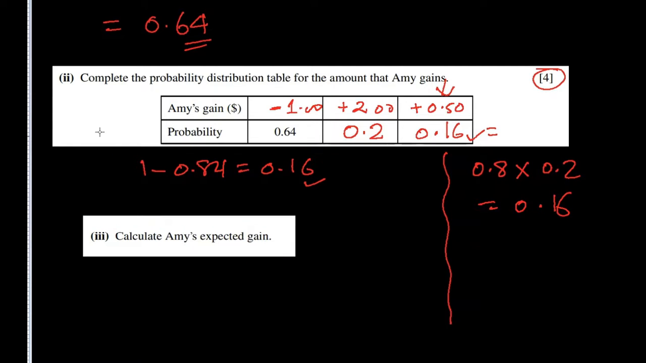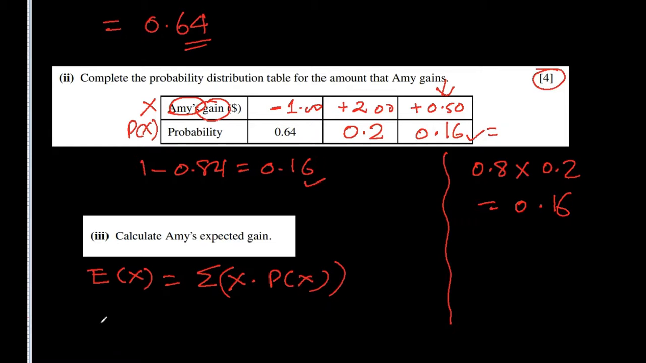And here it is. We have to find Amy's expected gain. Our variable is Amy's gain, so let's call it x. So they are asking us to find the expected value of x, which is sigma x multiplied by probability of x. So x is this, probability of x is this. So we will just multiply each x with its probability and add them up. That's what sigma means.